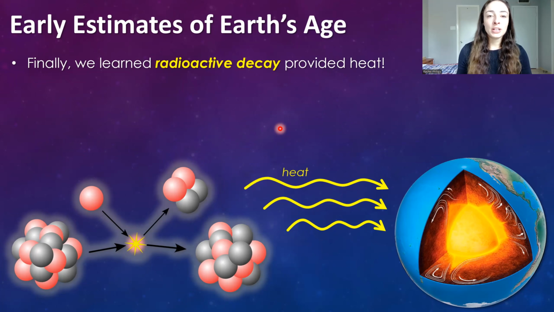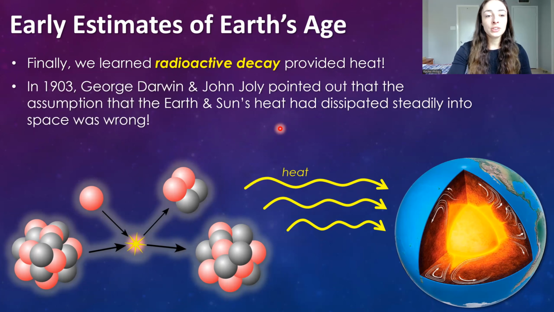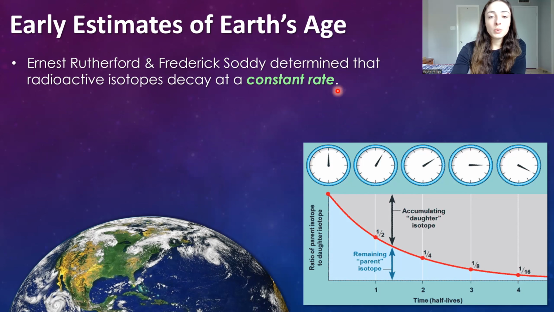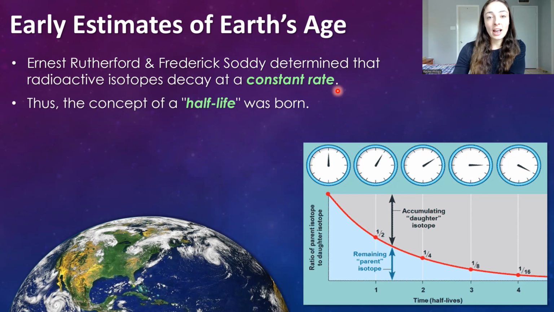Finally, we learned about radioactive decay and how radioactive decay provided heat to Earth. And so in 1903, George Darwin, Charles Darwin's son, and John Jolly pointed out that the assumption that Earth and the sun's heat had been steadily dissipating into space was not fully correct because it also had been continuously replenished by radioactive decay. Finally, once we determined that these isotopes decayed at a constant rate, the concept of the half-life was born.